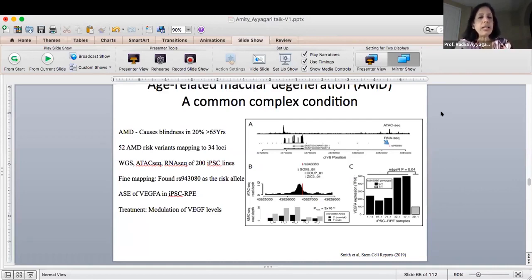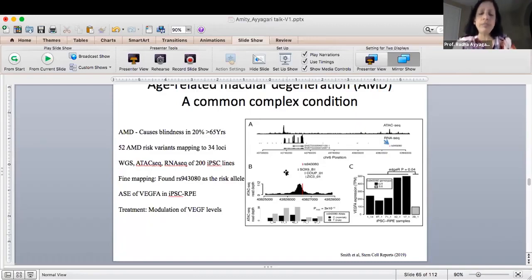Age-related macular degeneration is a common condition that impacts the vision in more than 20% of the population over the age of 65 in the US and worldwide. There are about 52 AMD risk variants that have been identified in about 34 loci. So what we have done is we have taken iPSC lines, and we have the whole genome sequence, ATAC-seq and RNA-seq of about 200 iPSC lines. From these, we performed fine mapping and identified, for this particular study, one risk allele for AMD.